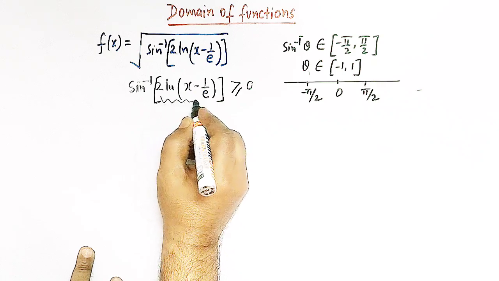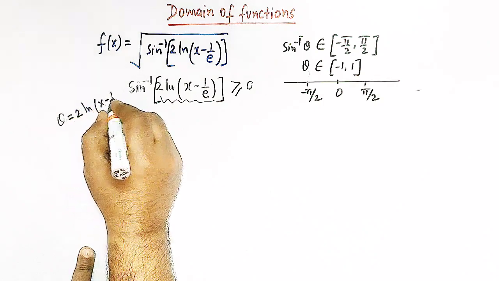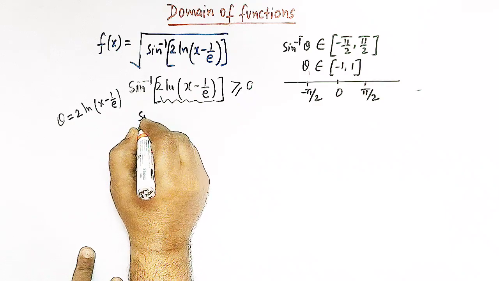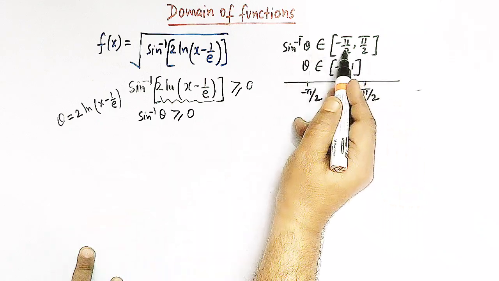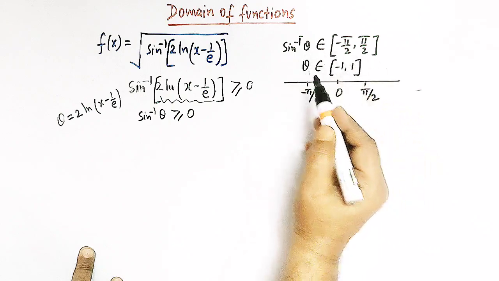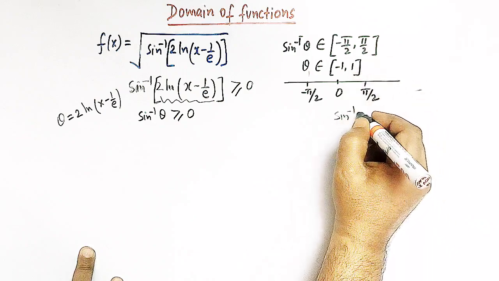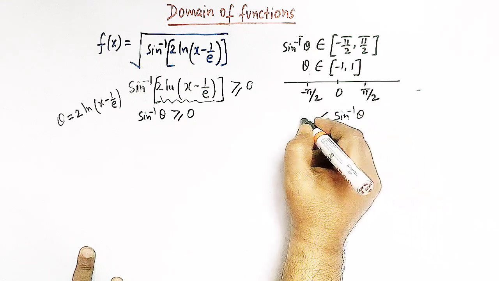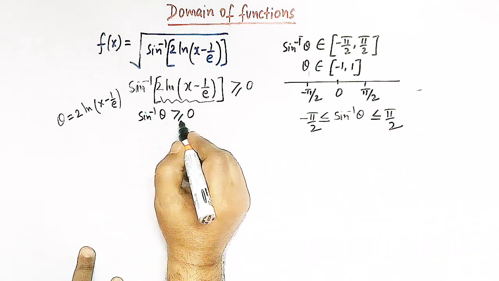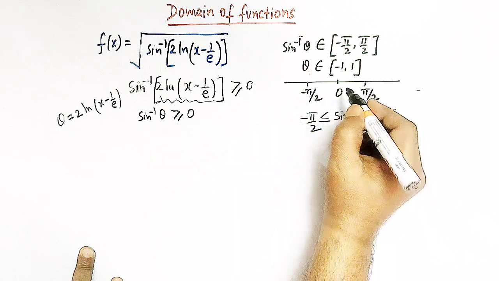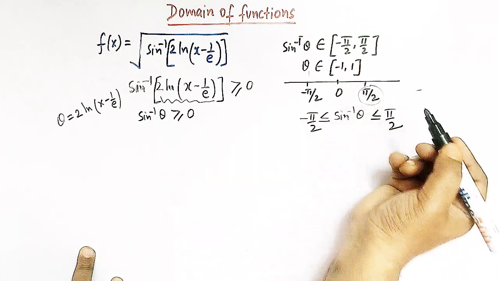So now let us take this term as theta. If we assume theta is equal to 2 times natural log of x minus 1 over e, then this inequality now becomes sine inverse theta greater than or equal to 0, right? And from the range of sine inverse theta, we have sine inverse theta lying between minus pi by 2 and pi by 2, that is sine inverse theta should be greater than or equal to minus pi by 2, but less than or equal to pi by 2. But here we have sine inverse theta greater than or equal to 0, so it implies that sine inverse theta must be greater than or equal to 0, but less than or equal to pi by 2.